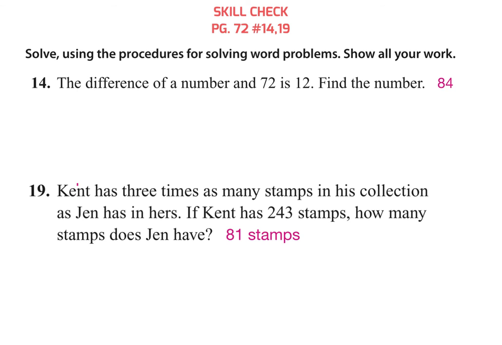The first one says the difference, which is a key word, of a number. We do not know the number. And 72 is, that's another key word, 12. So the difference of a number and 72 is 12. We're going to set that up and then solve. Add 72 to both sides. Remember, when you go across the equal sign, you always want to do the opposite.